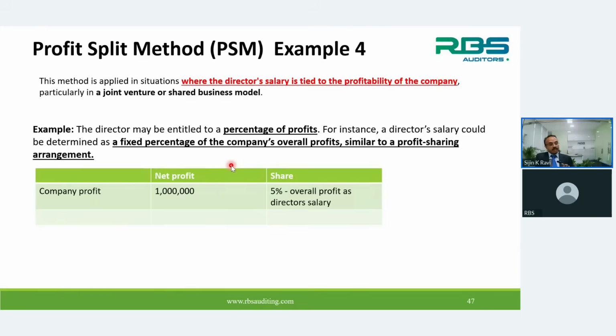So this is the criteria fixed for a profit split method. So salary will be 50,000.